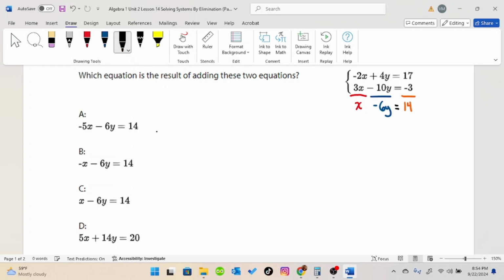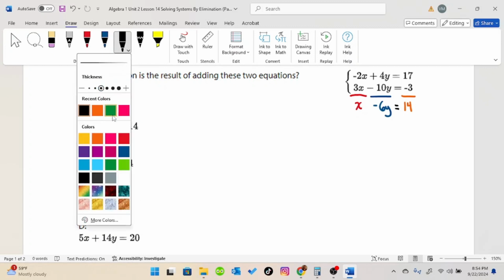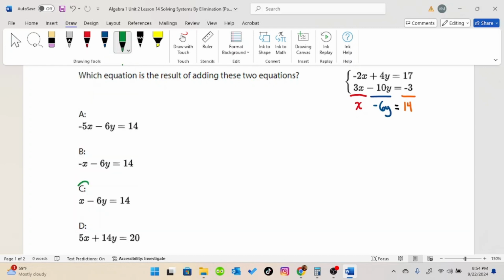So we're looking for x minus 6y equals 14. And the only one that correctly identifies it is choice C. If you have any questions about how to add a system of equations, please use class time to ask for further clarification so that you are prepared as we move forward.